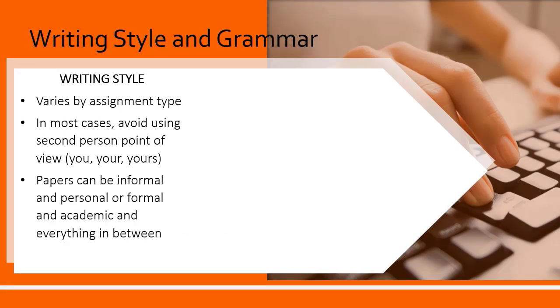The writing style for an MLA style paper varies by the assignment. You should follow the guidelines presented in your assignment sheet or ask your instructor if you have questions. It might vary by assignment type. In most cases, avoid using the second person point of view, such as you, your, or yours. But it might be okay for you to use the first person point of view in a narrative style paper, for example, by saying I, me, and mine. Or your instructor may only want you to use the third person point of view. Always talk to your instructor if you're not sure. Papers in MLA style can be informal and personal, or formal and academic, and everything in between.